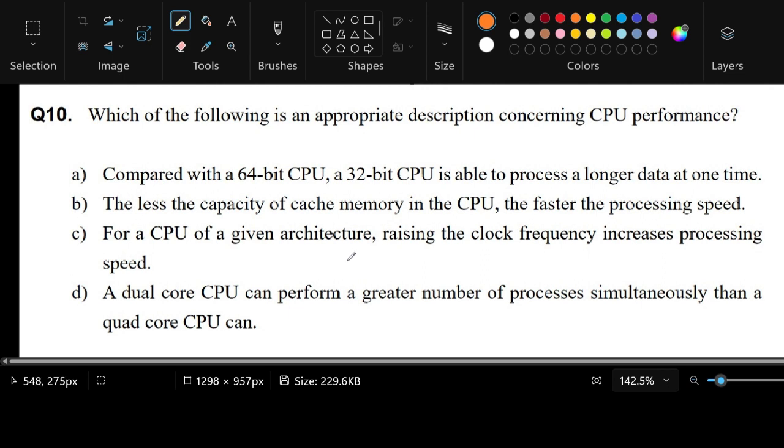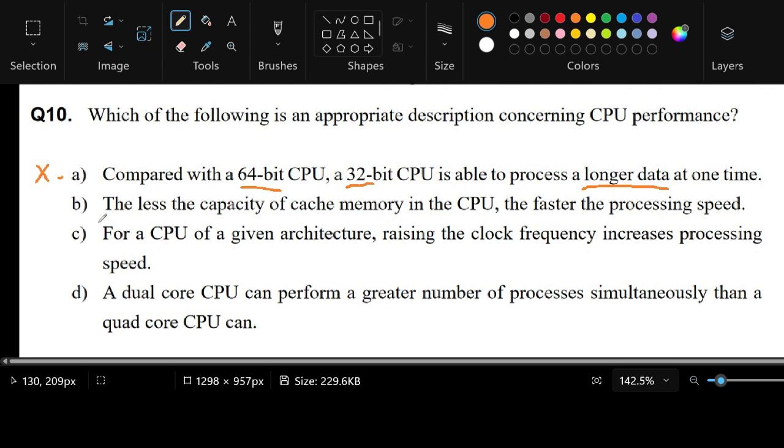So if we go first with the first choice here in letter A, we find that we're comparing two CPUs. The first one is a 64-bit CPU, and the second one is a 32-bit CPU. The statement is saying that it's much better to have a 32-bit CPU to process a longer set of data at one time. But we know that that's incorrect because what you want to have is a 64-bit CPU, which is much bigger and should be able to process a longer set of data. So we put here an X mark to say that this is incorrect.